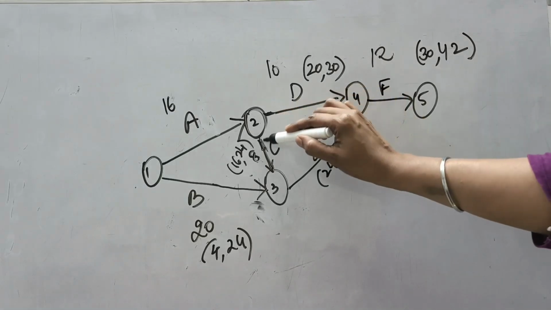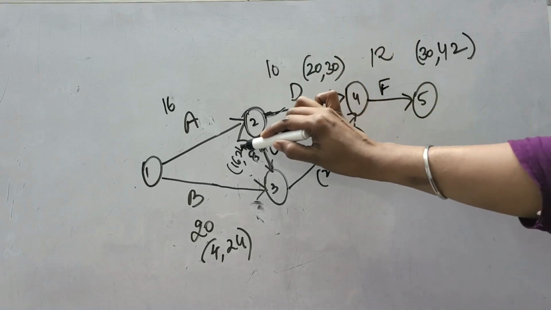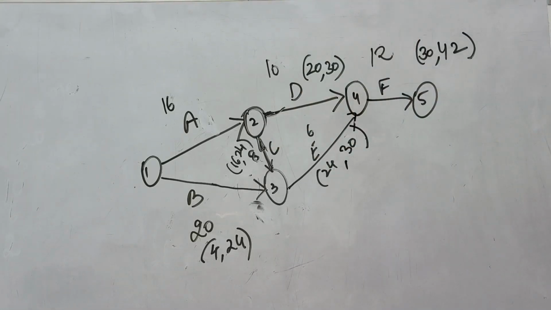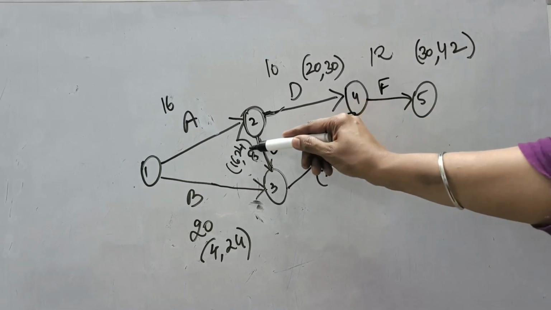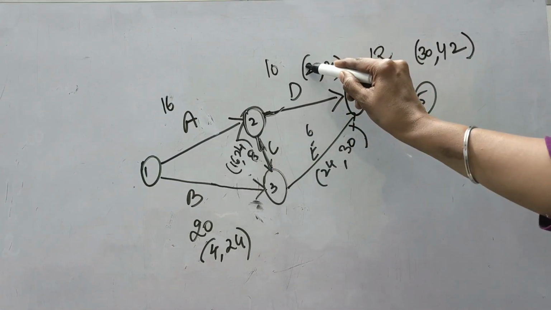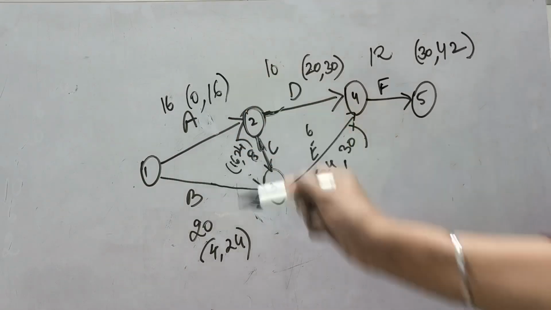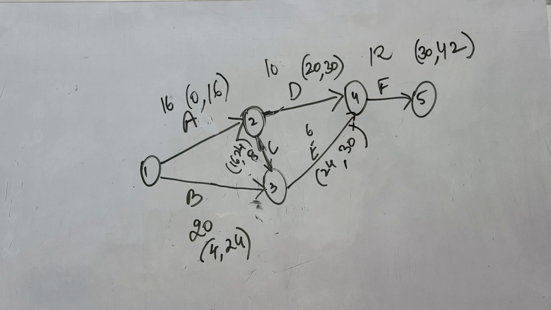Now for this event, see these two tails are coming. From this tail I am getting 20. From this tail I am getting 24. So I told you take the lead. Sorry, from this tail I am getting 16. 16 and 20. So 16 and 20, which one is the minimum? 16. 16 minus 16, it will be 0 and 16. So I hope for every activity we have calculated latest start and latest finish.